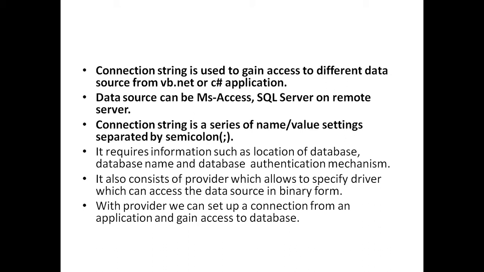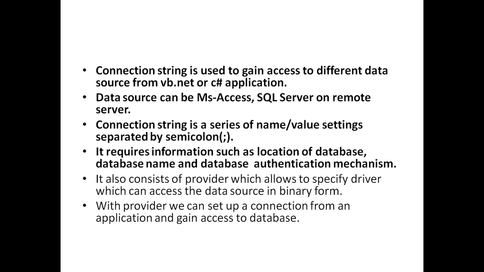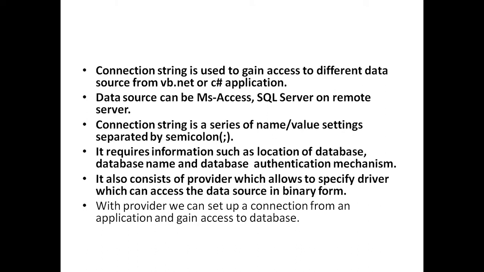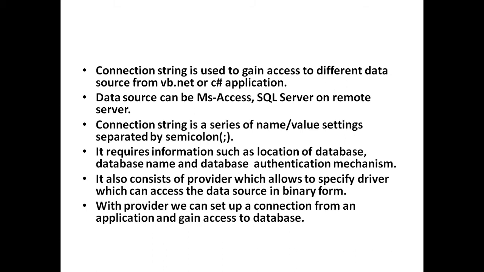A connection string is a series of name or value settings separated by semicolons. It requires information such as the location of the database, database name, database authentication mechanism, and it also consists of a provider, which allows you to specify the driver which can access the data source in binary form. With the provider, we can set up a connection from an application and gain access to the database.